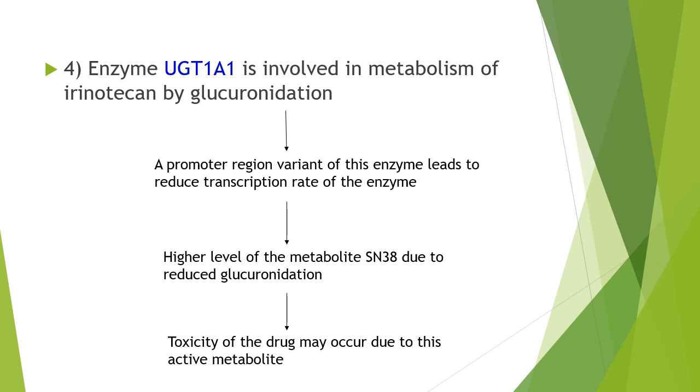UGT1A1 is involved in metabolism of irinotecan by glucuronidation. A promoter region variant of this enzyme leads to reduced transcription rate of the enzyme. Because of reduced glucuronidation, there will be higher level of the metabolite SN38. Because of higher level of this active metabolite, there will be toxicity of the drug.